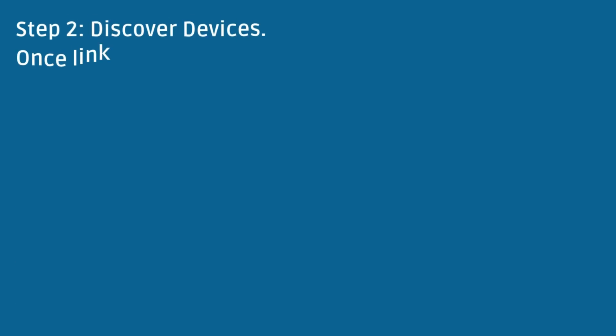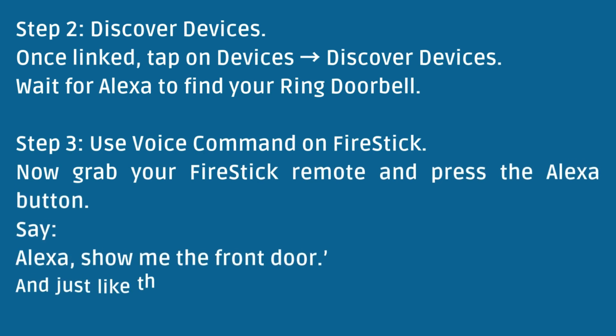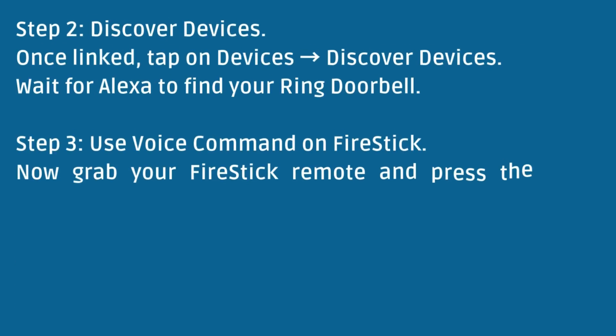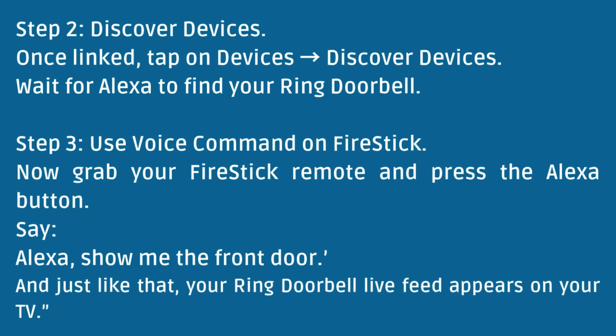Step 3. Use voice command on FireStick. Now grab your FireStick remote and press the Alexa button. Say, "Alexa, show me the front door." And just like that, your Ring Doorbell live feed appears on your TV.